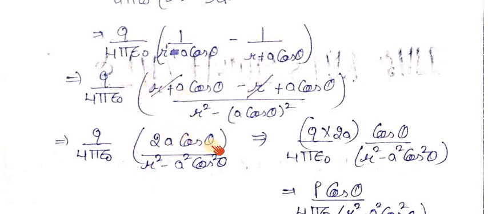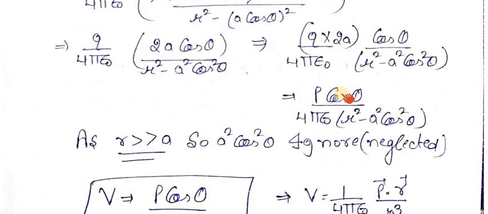You will be left with 2A cos theta divided by R square minus A square cos square theta, right? So 2A into Q gives us the expression for the dipole moment. That means Q into 2A is the expression for the dipole moment, and this will become P. So we get the expression for the potential: P cos theta divided by 4 pi epsilon naught into R square minus A square cos square theta.